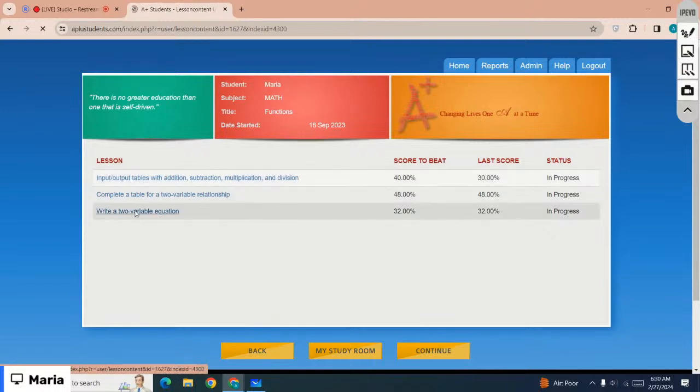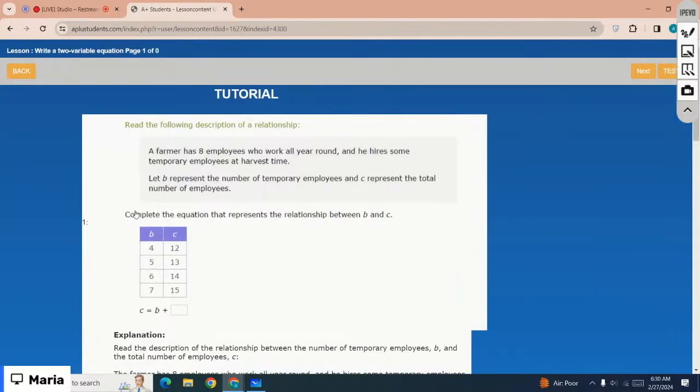Write a two variable equation. Now you are given a table. You have to complete the equation, right? Now just look at the first example. Complete the equation that represents the relationship between B and C, right? You can now complete the equation from this description.